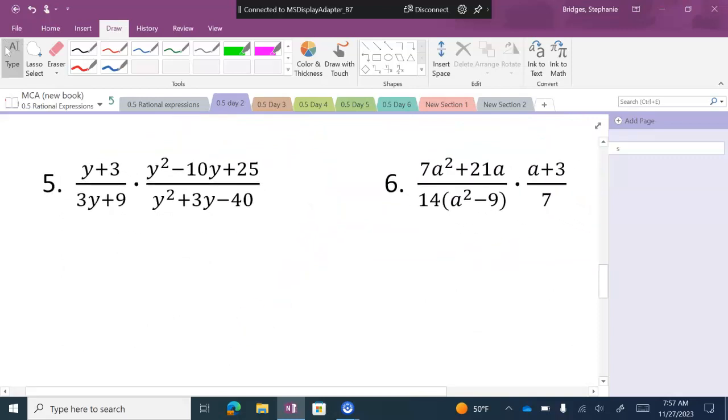Actually, go ahead and try both of those. All right, let's start with 5. Numerator of the first fraction, y plus 3. Does that have a GCF or can it be factored? In the denominator of that fraction, 3y plus 9, what can I do there? Pull out a 3.